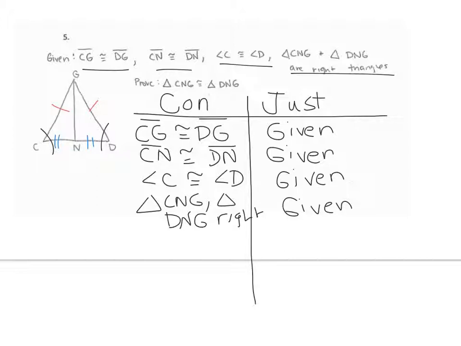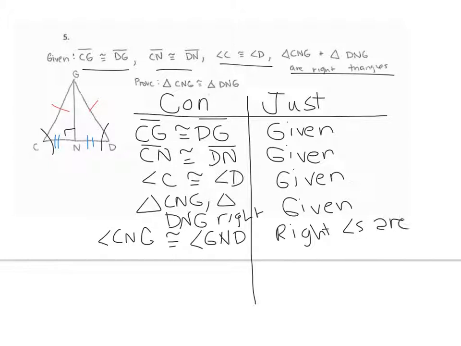And we know that triangle CNG and triangle DNG are right triangles. So therefore, angle CNG is a right angle, which is congruent to angle DNG by the right angles are congruent theorem.